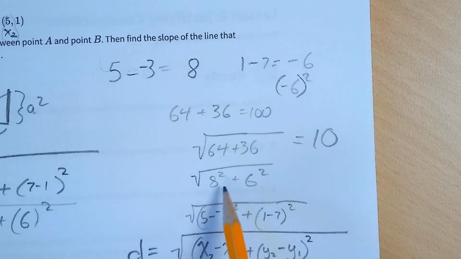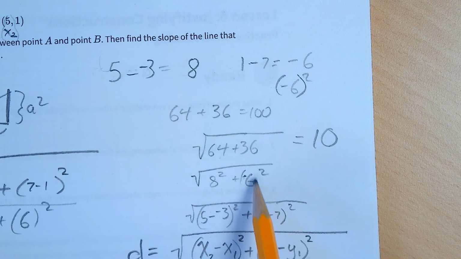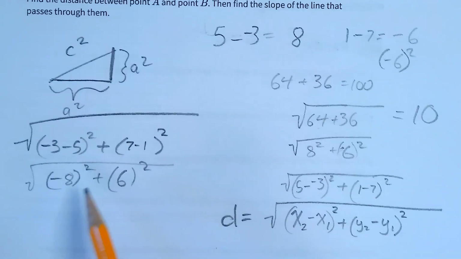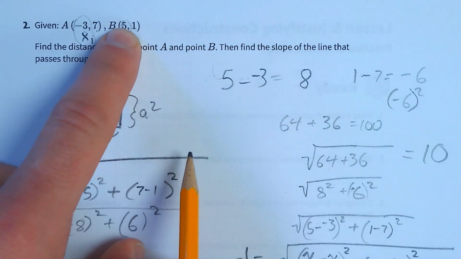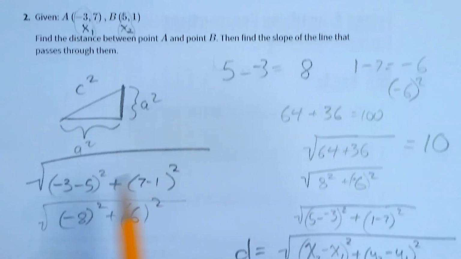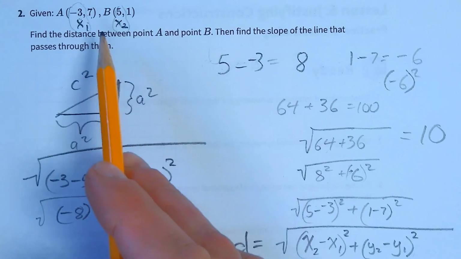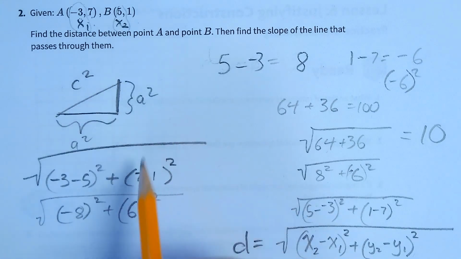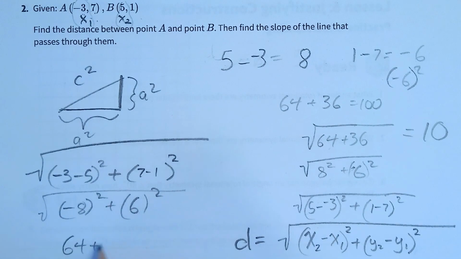Over here, remember we had +8 and -6. Whoops, I should have put a -6 there. But over here we have -8 and +6 because the first time in I put the 5 in first and the -3 in second. This time I put the -3 in first and the 5 in second. As long as you're consistent, see, I also swapped the y's. I also put the 7 in first this time and the 1 in second. As long as you're consistent, it'll all work out.